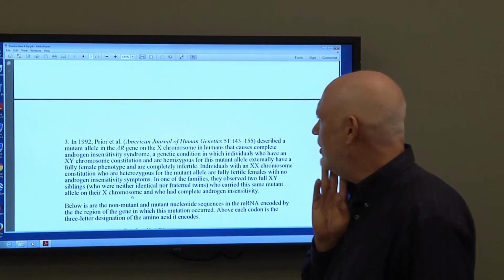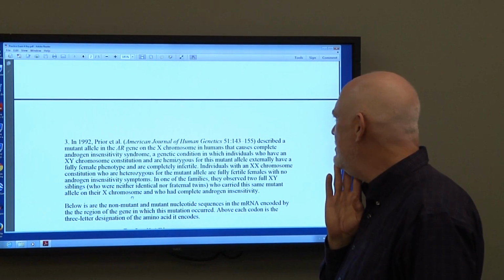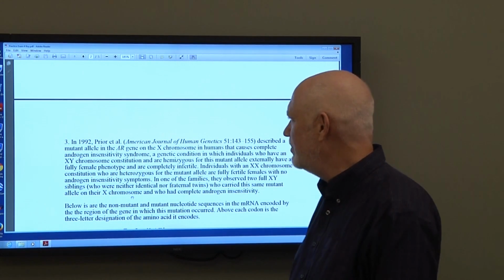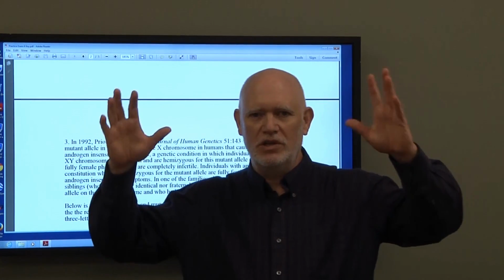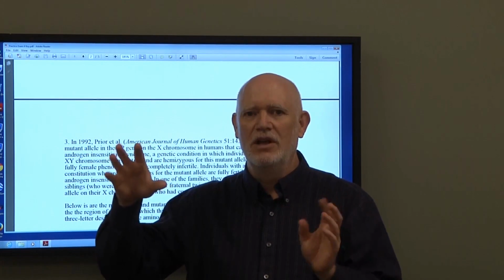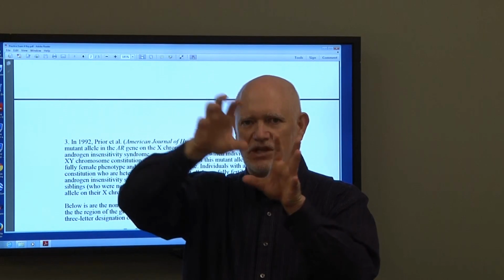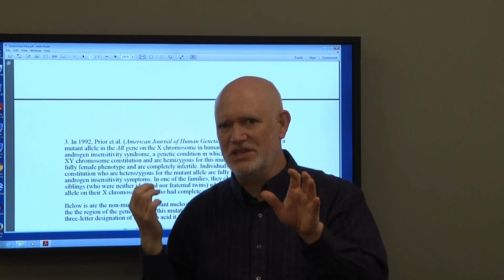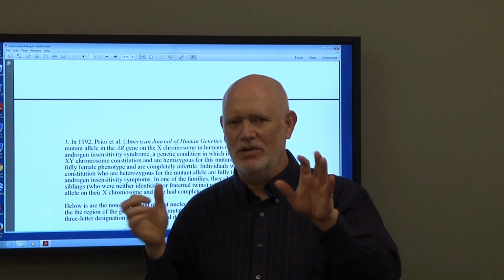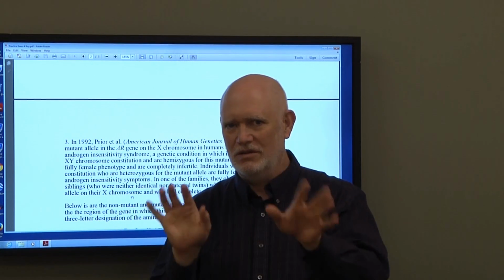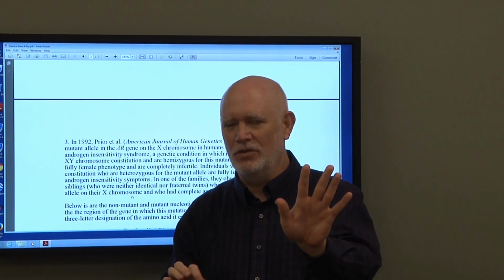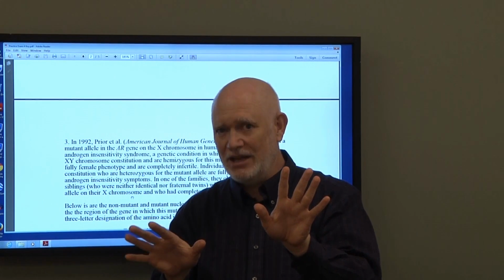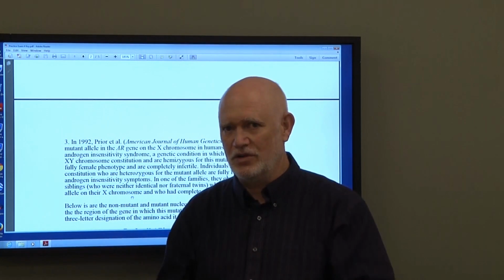In this case, we're looking at an article by Pryor et al., who described a mutant allele in the AR gene. What AR stands for is androgen receptor. That is, this gene encodes a protein which is a testosterone receptor. That is, testosterone will bind to the protein encoded by this gene. Remember, this is the example I used in the previous video of a protein that has at least two different domains in it, one of them being the testosterone binding domain. The other domain then is the DNA binding domain, because this protein functions as a transcription factor.